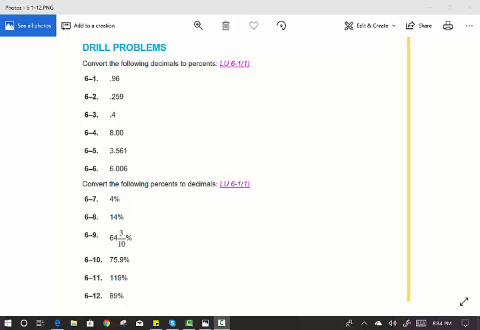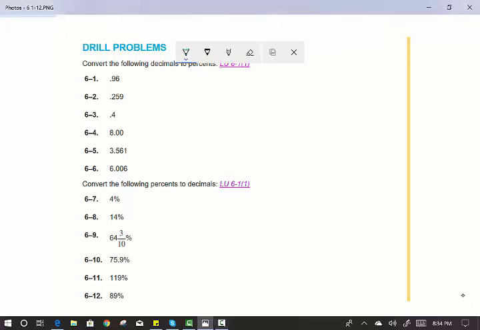On the drill problems and the summary practice test, we'll begin with the Chapter 6 activities. First set of questions, numbers 1 through 6. We're going to convert the following decimals to percents, D to P, alphabetically. So you'll move the decimal point 2 places to the right. So that'll make number 1, 96%.